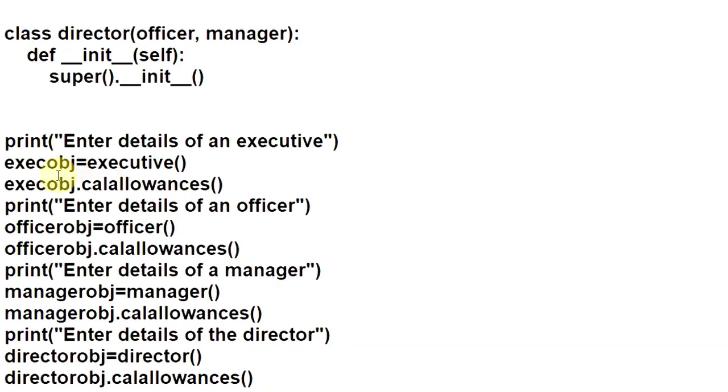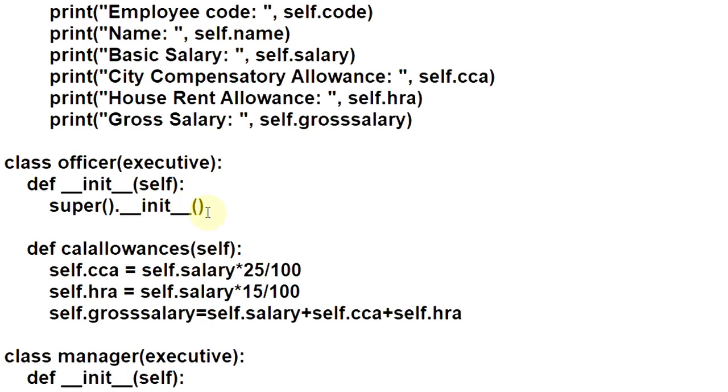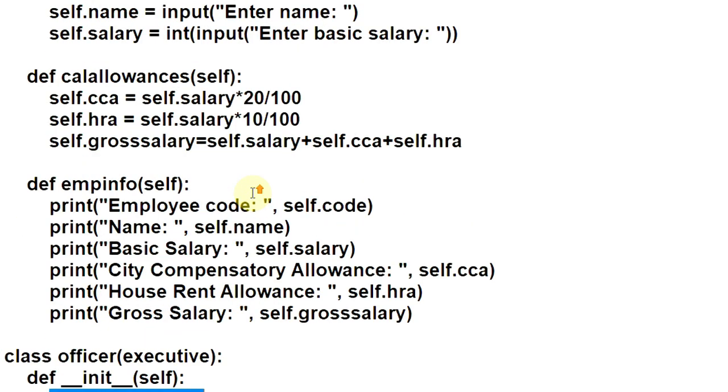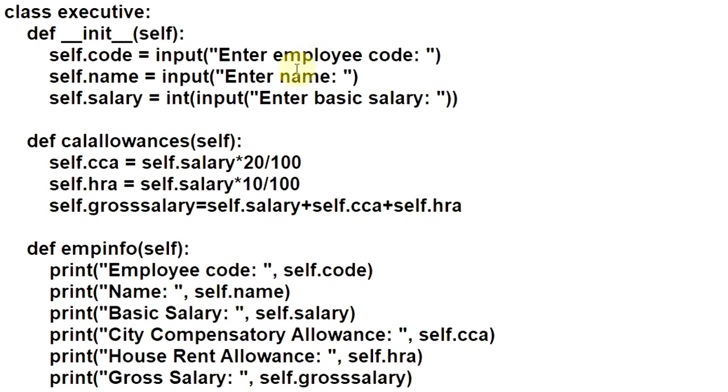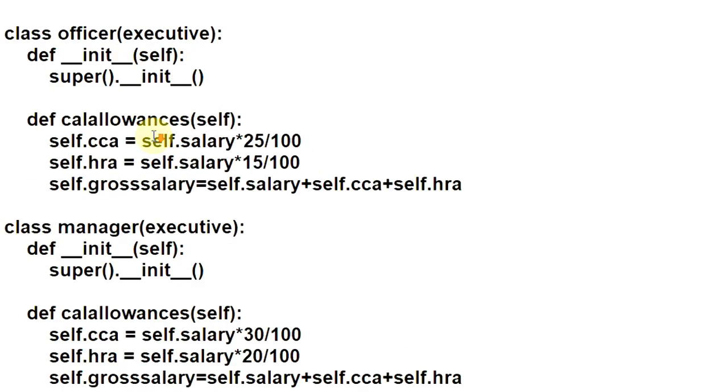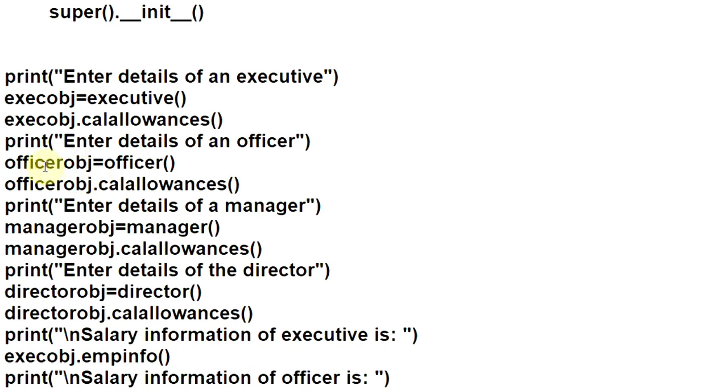After that, control will come over here. It will display a message that please enter the details of the officer. You are making an object officer obj of officer class. Obviously the compiler will look for a default constructor in the officer class. Here is the default constructor. Here you are invoking the default constructor of the super class, that is the executive class. Cursor will come over here and it will ask the user to enter code name and salary, which will be assigned to the code name and salary attributes of the officer obj object.